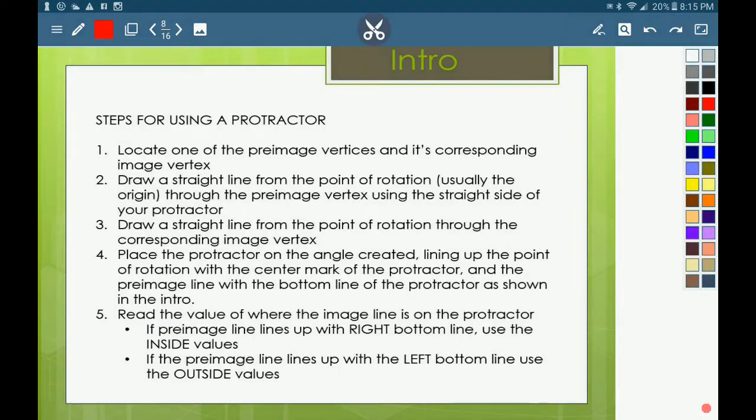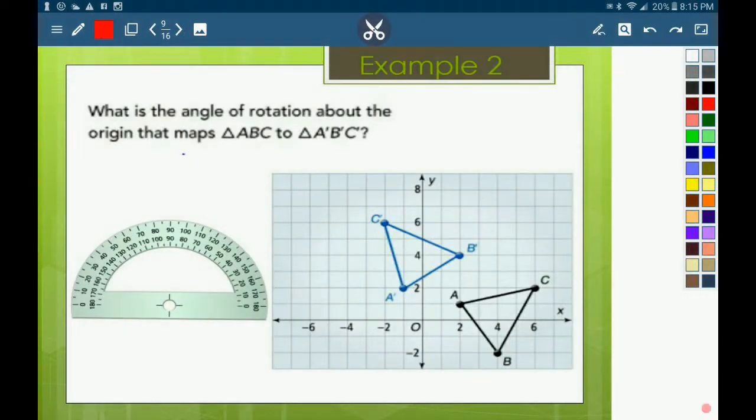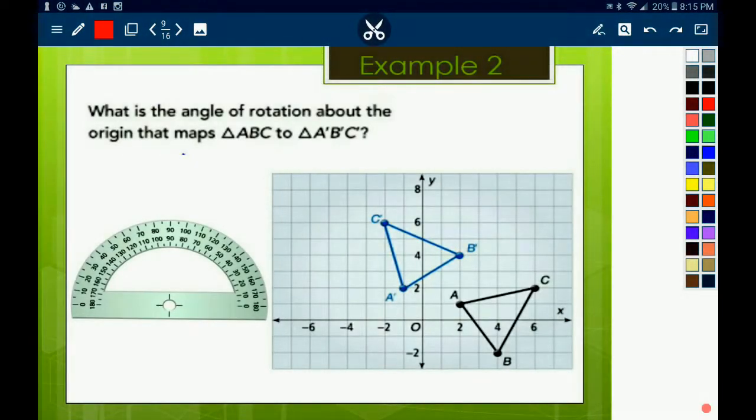So let's give this another try in an example. I've put steps on your guided notes. I'm not going to read through all of these steps. I really just went through it already, but if you forget what you're supposed to do with your protractor, just look at these steps. So now let's try it in an example. So the first thing we want to do, it says, what is the angle of rotation about the origin, okay, so the 0, 0, that maps ABC onto A prime, B prime, C prime.